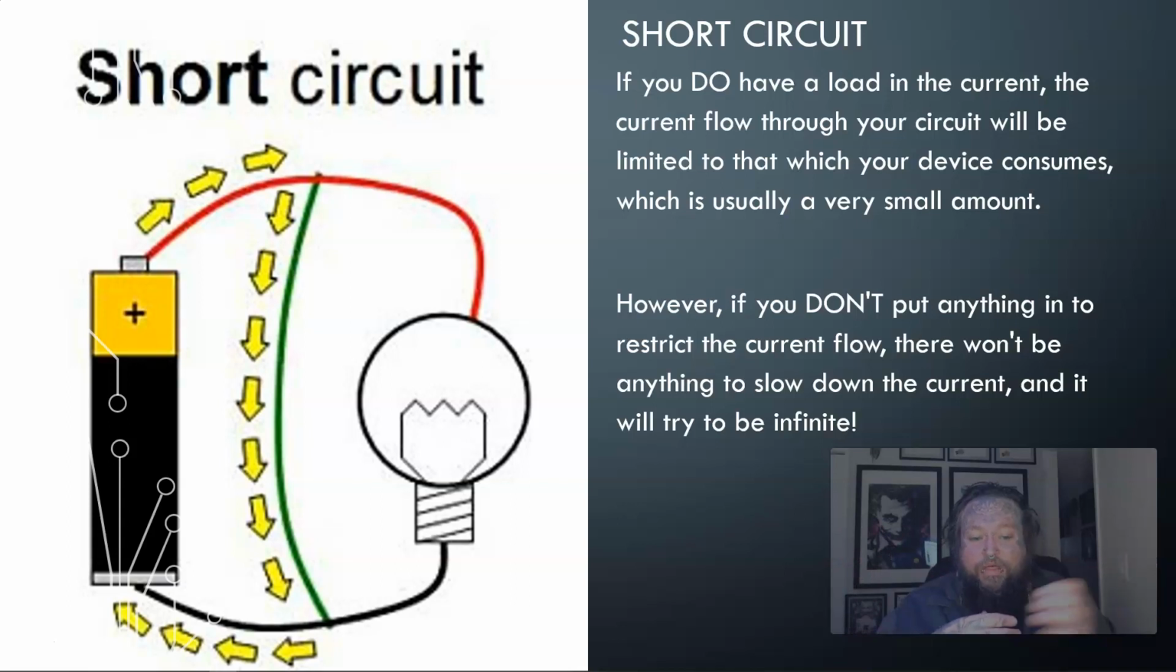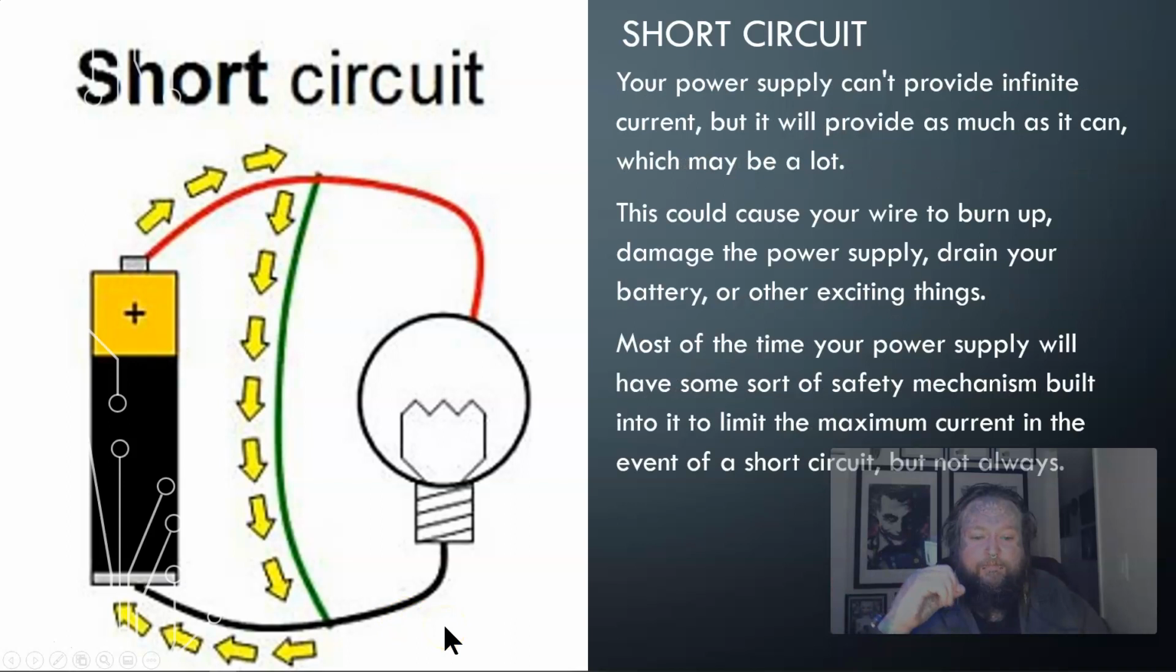However, if you don't put anything into the flow, there won't be anything else to slow it down, and the resistance could be considered infinite. So you have that path, and even in this example, it's just going to take some of the current from here and keep going this way, and not get as much power going this way, or the whole overall circuit just won't work properly. Your power supply can't provide infinite current, but it will provide as much as it possibly can.